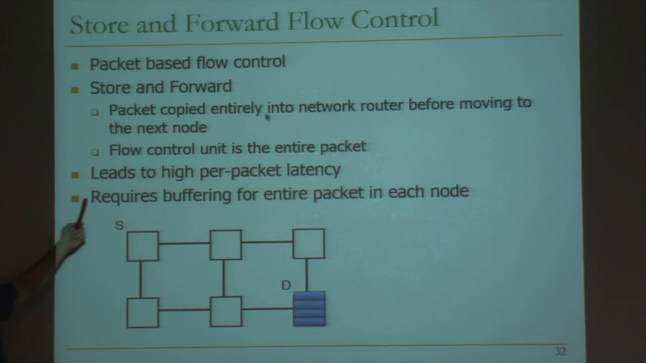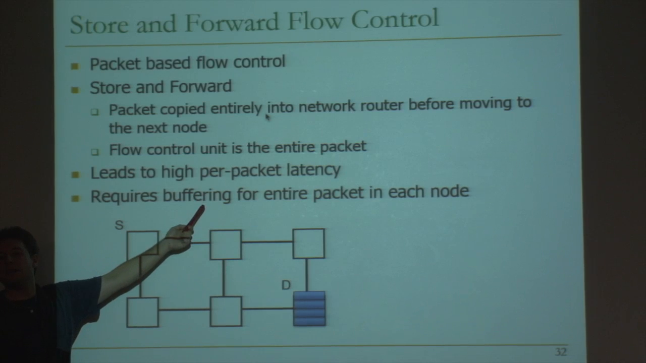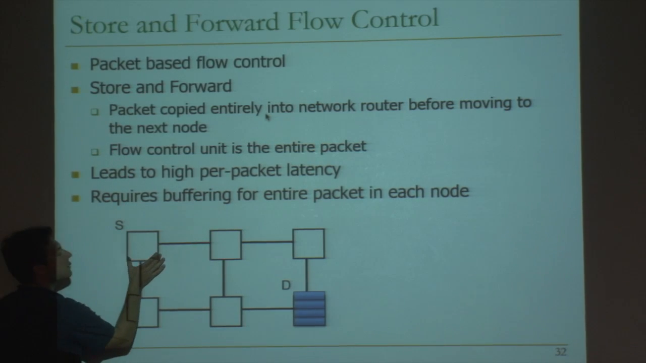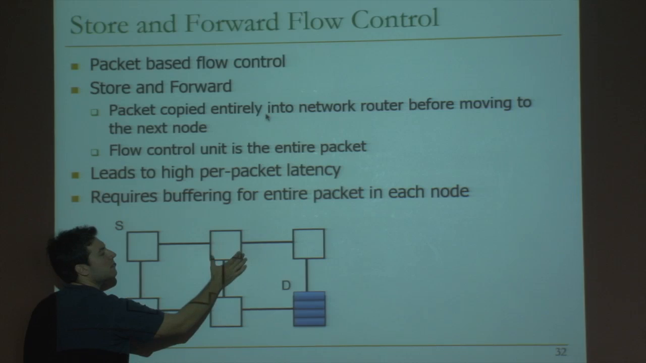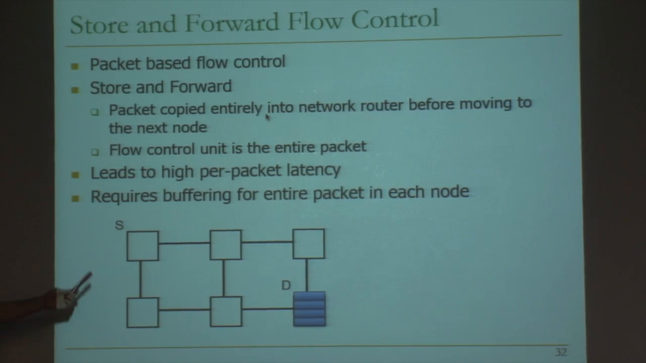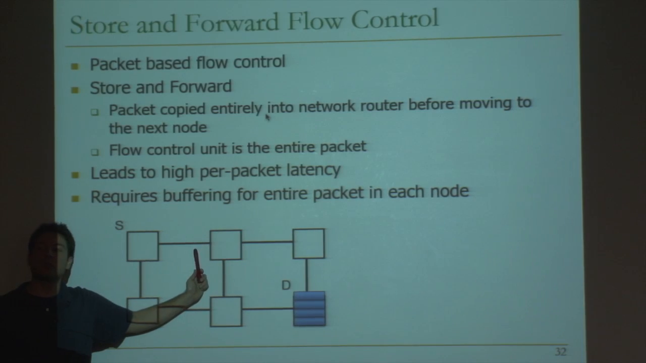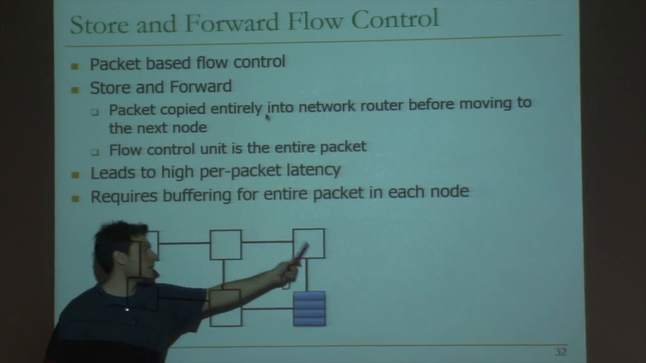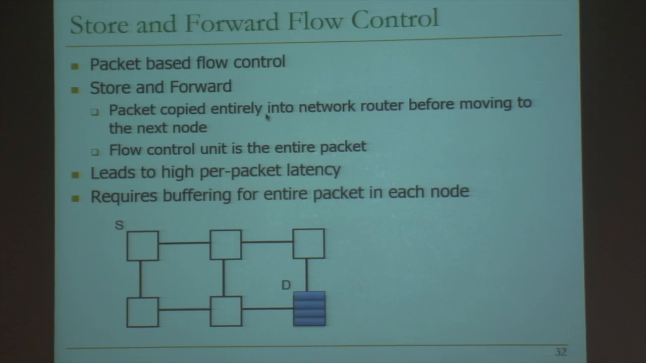Now, the problem here is that you have high per packet latency, because I have to wait for all the cycles to get the packet here, and for all the cycles to get the packet here, and for all the cycles for the packet to get there. And you also need enough buffer space to store the entire packet on this router, and this router, and this router, and so forth. Does anyone have any ideas as to what I could do that's better than this?